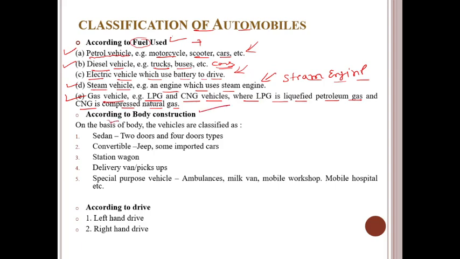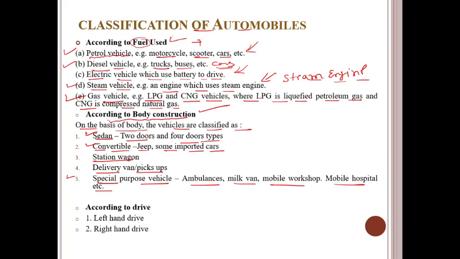Another classification is according to the body construction. On the basis of the body, the vehicles are classified as sedan. Sedan means it has two-door and four-door types. Second one is convertibles. In convertibles, Jeep or some imported cars come into this category. Third is station wagon. Fourth number is delivery vans or pickups. Fifth number is special purpose vehicle like ambulance, milk van, mobile workshop, mobile hospital, etc. These come in the special purpose category.